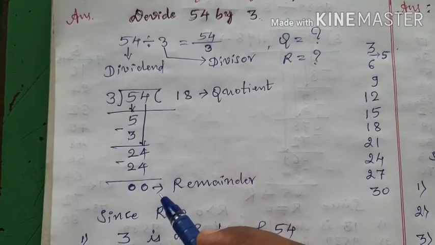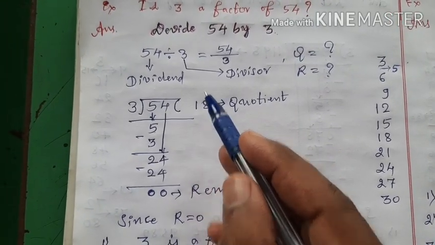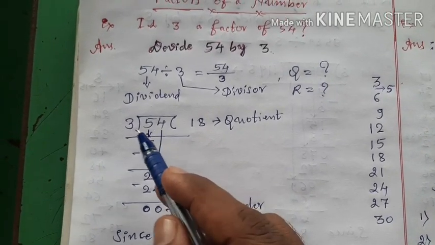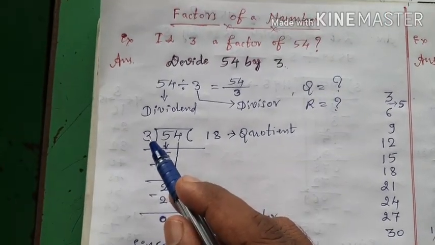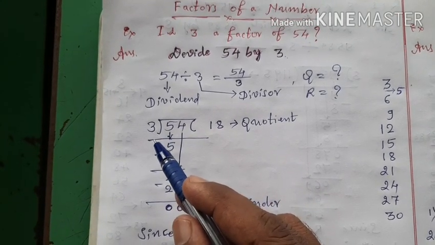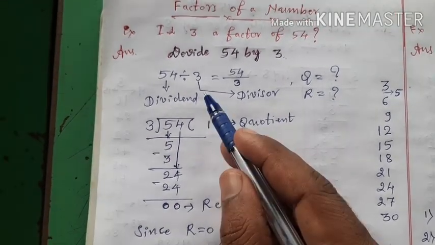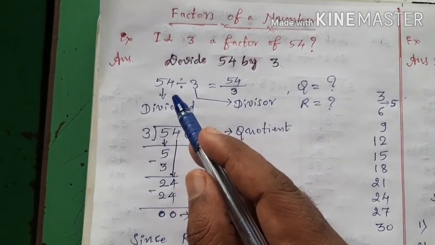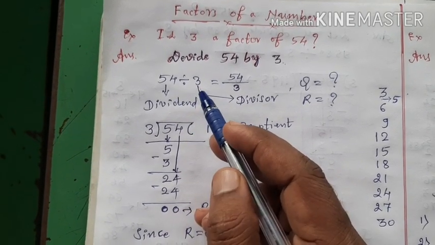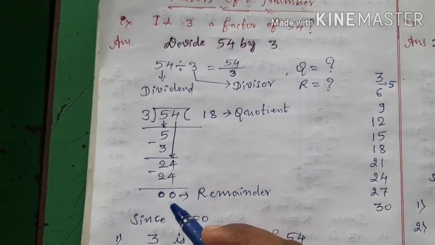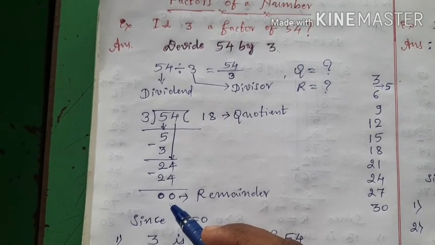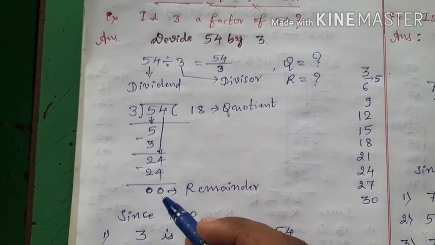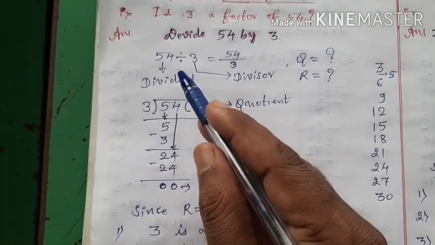In this division, the remainder became 0 when I divided 54 by 3. That is why I will say 3 is a factor of 54. Do you know why I am calling 3 a factor of 54? Because I divided 54 by 3 and got the remainder 0, meaning 3 left the remainder as 0. So 3 is called a factor of 54.